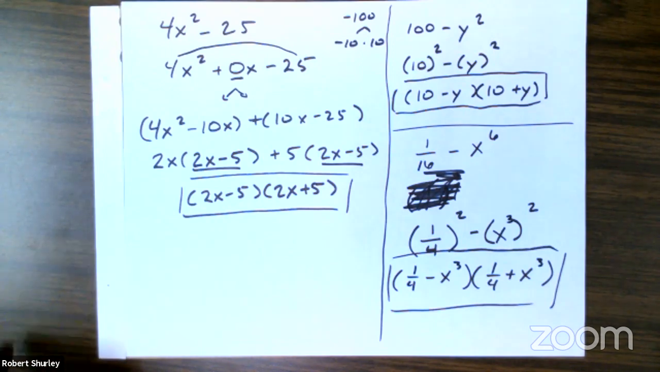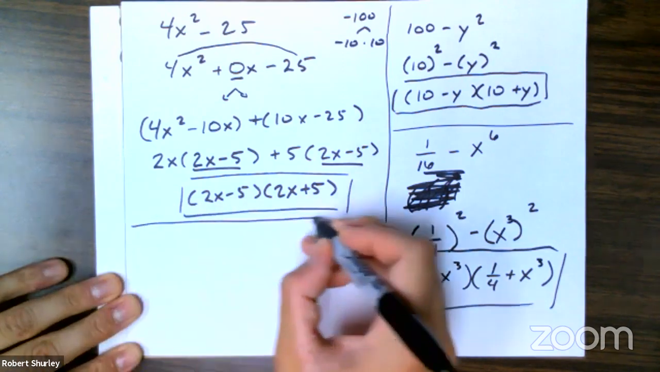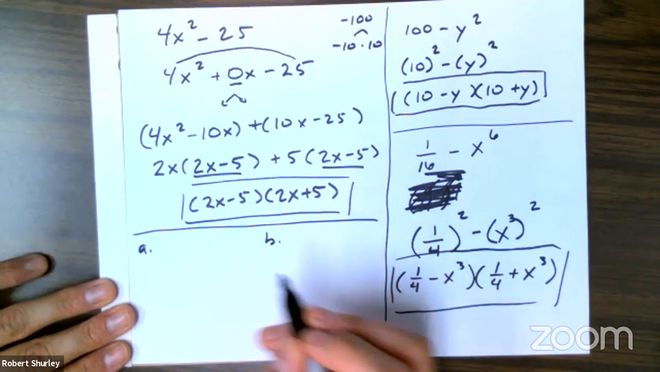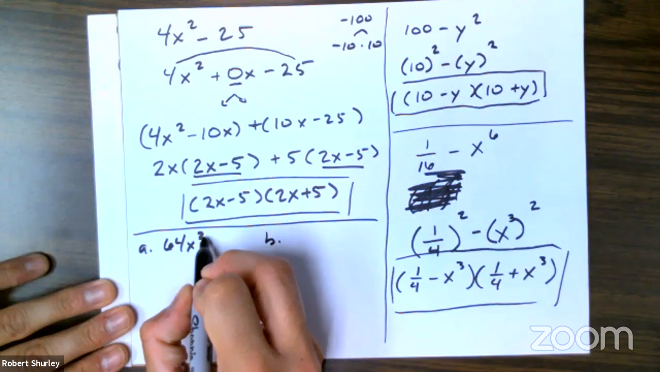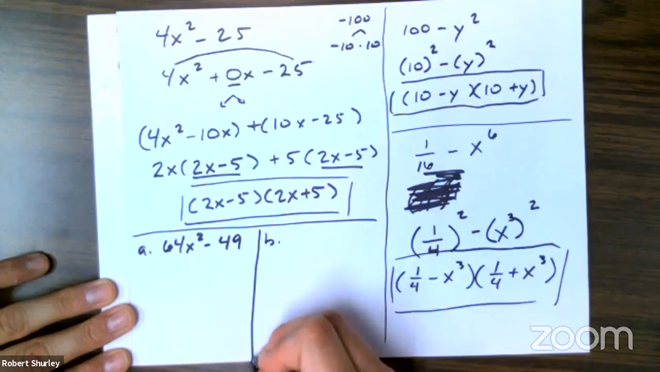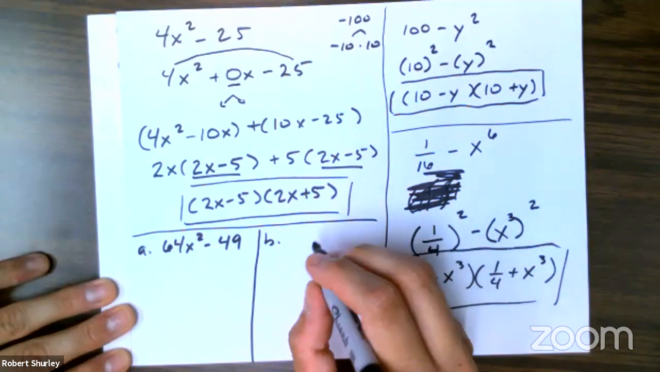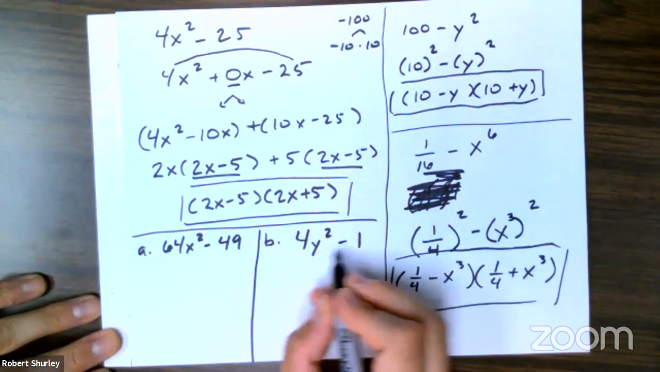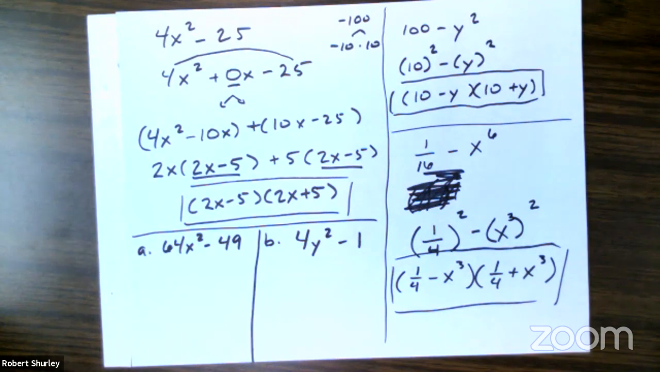Questions, comments, concerns? I'm going to give you a few of these, stealing them from the book a little. I want you to try this one. We'll call it A and then B. A is 64x squared minus 49, and B is 4y squared minus 1. I feel like this one especially pops up a lot. I'll just keep rolling, so try those real fast.